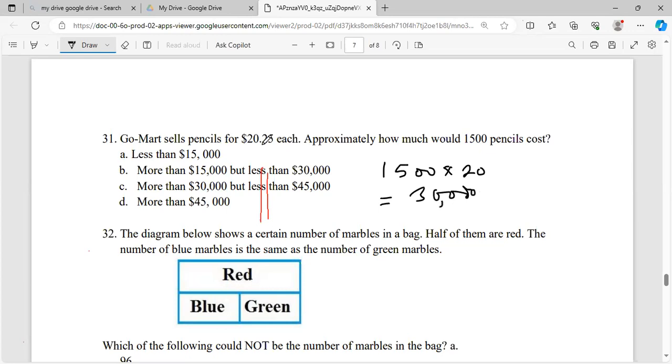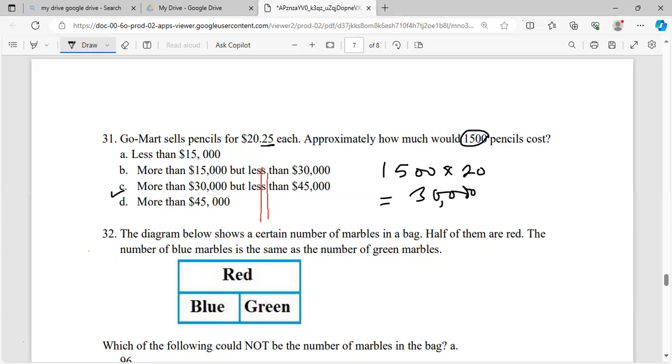But because you know that it has 25 cents on each of it, you know that it's going to be greater than this. If you multiply by 20 alone, you'd have gotten 30,000 flat. So with the 25 cents, we don't necessarily have to do it, but we know that it costs 25 cents more for each. So if you're buying 1,500 of them, it means you're going to get more money. Because I don't want a specific answer, it would have been between 30,000 and less than 45,000. So it would have been C, not B. You understand, guys?